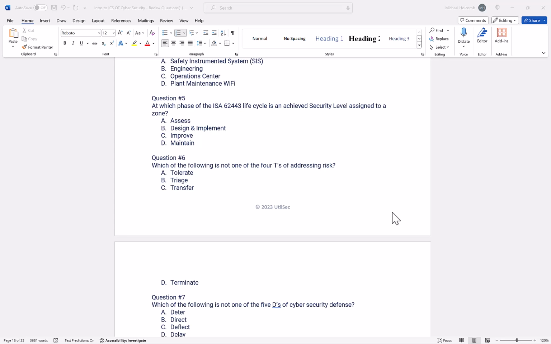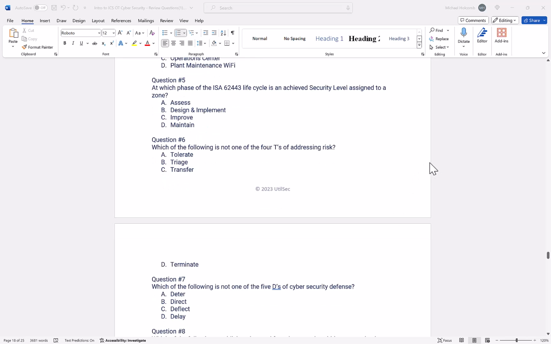Or there are some risks that are just out of our reach. They're just too expensive to address, right? We just don't have a choice, right? And everything in between. So yeah, B is an incorrect answer, right? It's not one of those ways to address risk.